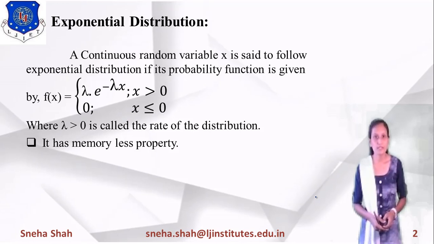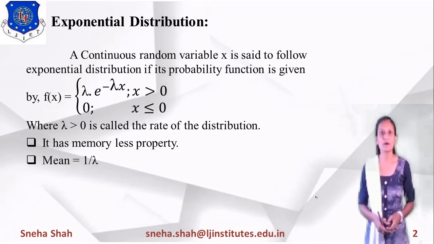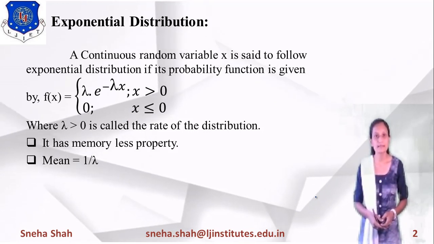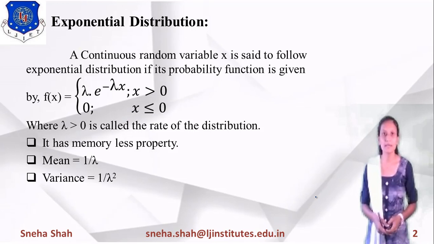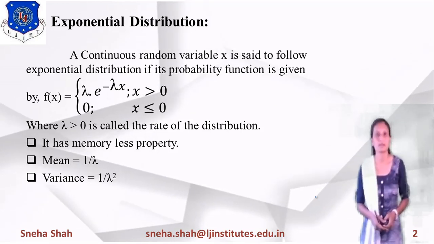In this exponential distribution, the value of mean equals 1 upon lambda and the value of variance equals 1 upon lambda square. So we will be using these equations in solving some examples based on this exponential distribution.